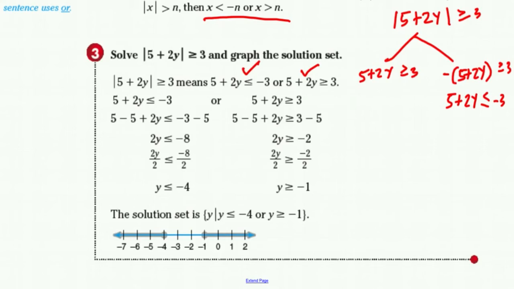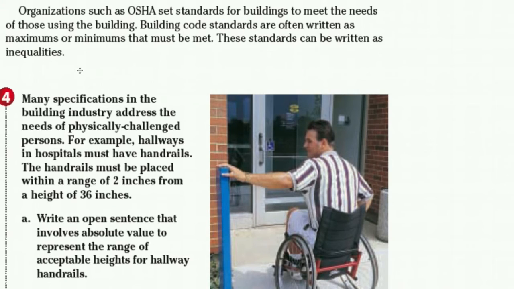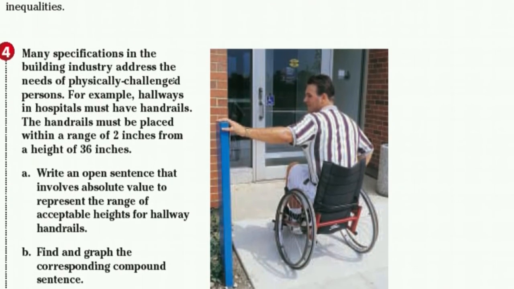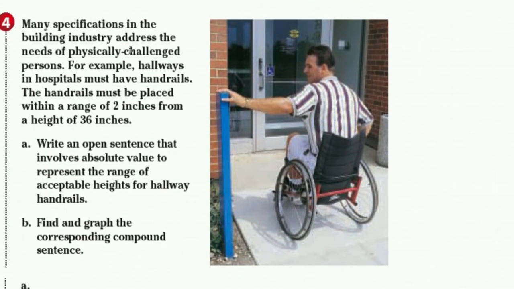And let's take a look at the last example. Organizations such as OSHA set standards for buildings to meet the needs of those using the building. Building code standards are often written as maximums or minimums that must be met. These standards can be written as inequalities. Many specifications in the building industry address the needs of physically challenged persons. For example, hallways in hospitals must have handrails. Handrails must be placed within a range of 2 inches from a height of 36 inches.